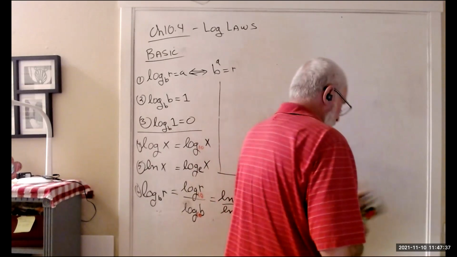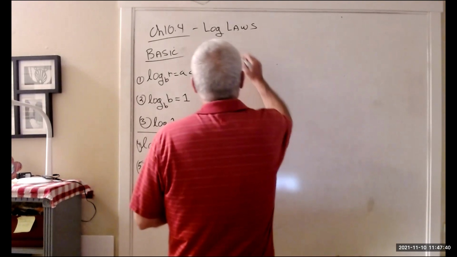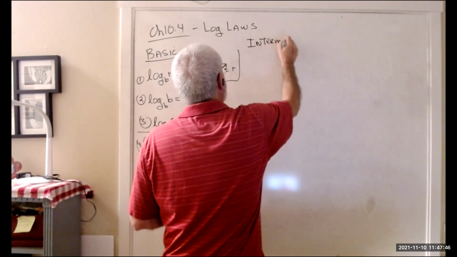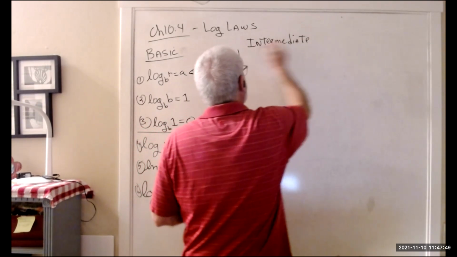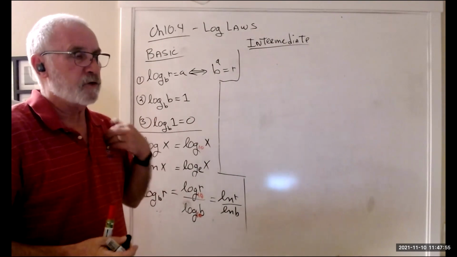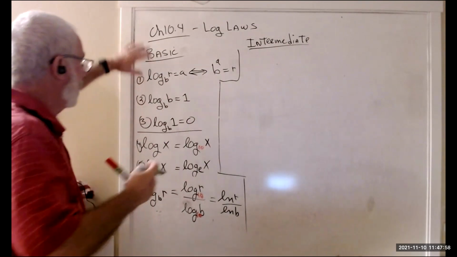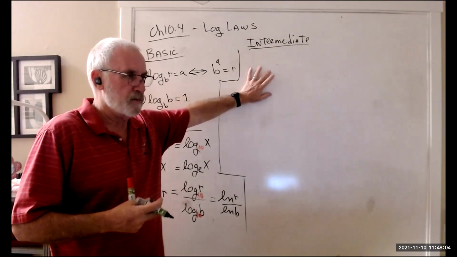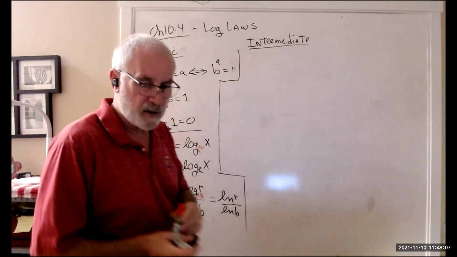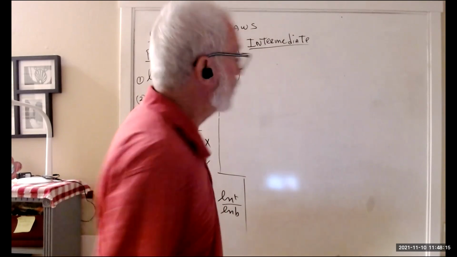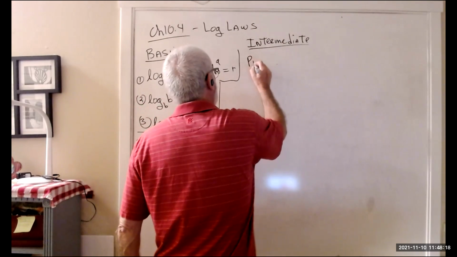Now, in my mind, I call these the intermediate log laws or log rules. Nobody calls them intermediate. That's just my way of differentiating. These first ones are pretty easy, I can handle these. These are a little bit nastier. Now, on that handout, the guy called it the product rule, and he is correct.